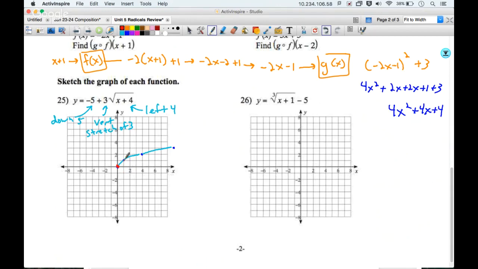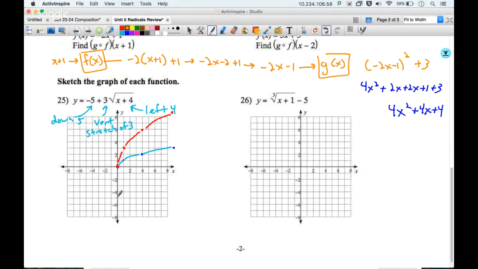So every point gets 3 times as tall. 0 stays in the same spot. This one was 1 tall, now it's 3 tall. This one was 2 tall, now it's 6 tall. This one was 3 tall, now it's 9 tall. Now it's way off the graph up there. So this is not our final function, it's just an intermediate. Now I've got to move all of those points down 5 and left 4, and that will give me my final function.